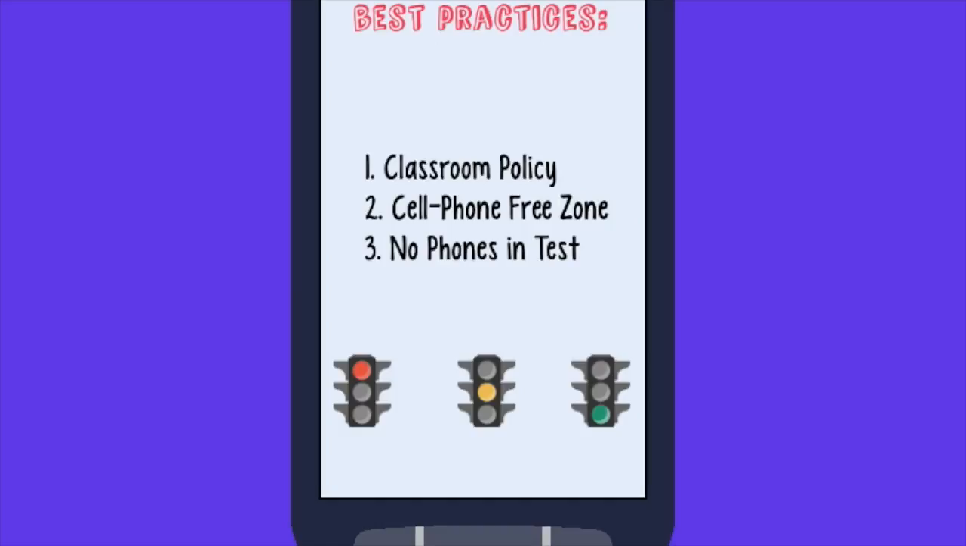The second is very similar to the laptop policy of having a cell phone free zone. So a place in your classroom where cell phones are not allowed and they're not going to serve as a distraction for a certain activity. And then third, collect cell phones before a test. Cell phones do not need to be allowed during a test.